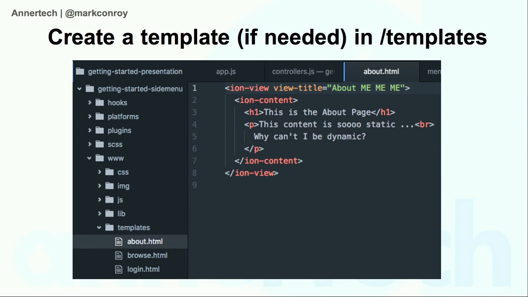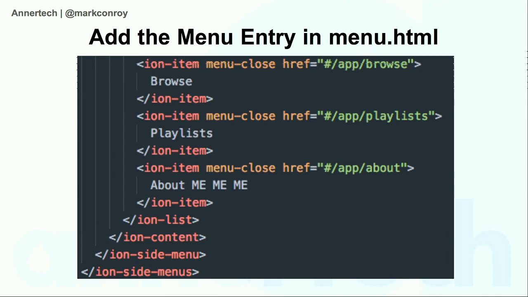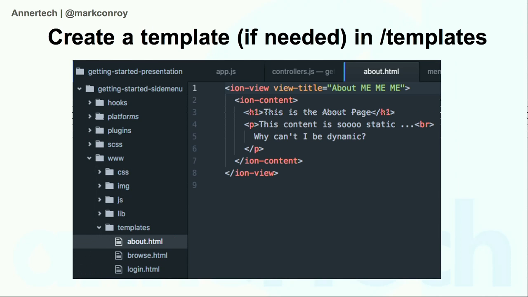So this one here was the menu.html template, and this is the template we created called about.html. And it's very simple. We've got an ion-view with a title that says About Me. So that's the very top of the page. That's the title you get there. And then we've got an H1 that says this is the about page. And then we've got a paragraph that says this content is so static, why can't I be dynamic?